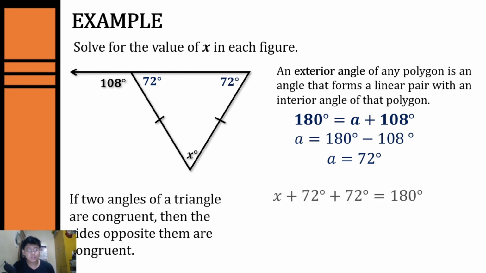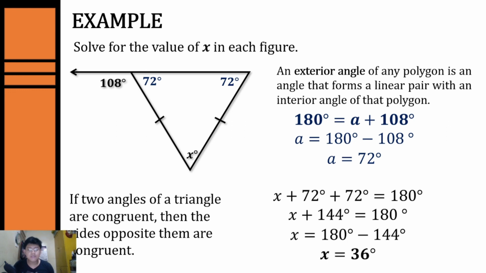Now to solve for the value of x, we can just add 72 and 72 and our missing value and equate it to 180 degrees. 72 plus 72, and that is equal to 144 degrees. So let's transpose 144 degrees to the other side of the equation. Simplifying that, we will have x is equal to 36 degrees.